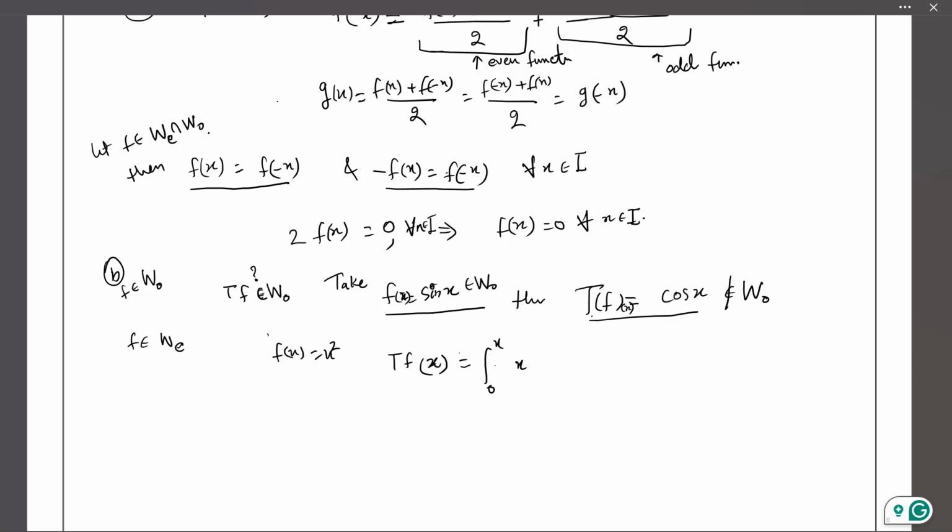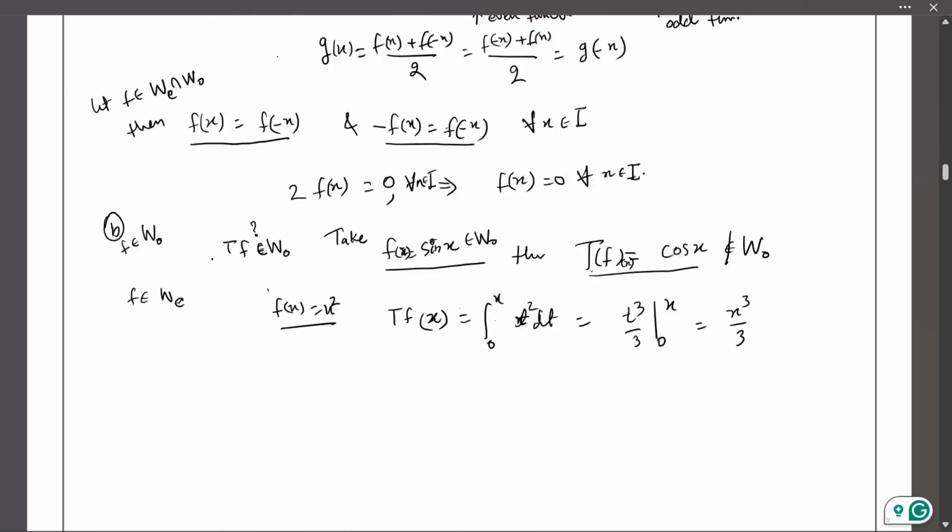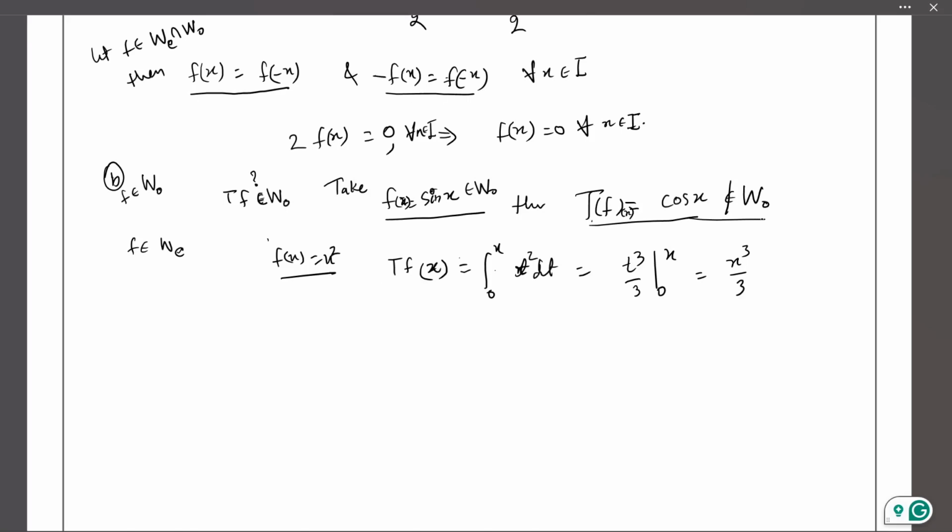So let me write here the integral of t square dt, and then it will be t cube by 3 from 0 to x, and this is x cube by 3. So you see something which is non-zero and even, and after applying T, it becomes an odd function. Is that right? Yes. Absolutely. So option B is also incorrect. Here we have a counter example. I think there is some mistake in the sin cos x. Leave it. Ignore it.